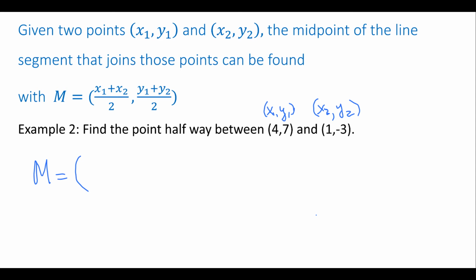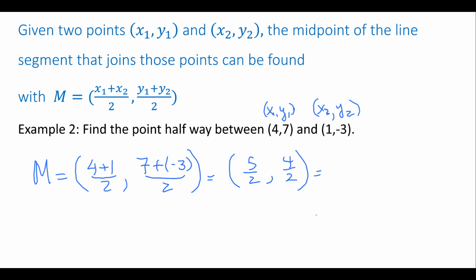There you go. So we're going to add 4, because that's x1, plus 1, which is x2. So 4 plus 1 divided by 2, and then comma. Then we're adding y1 plus y2. So here's y1, 7. y2 is negative 3. So we're adding 7 plus negative 3 and also dividing by 2. Now we just simplify. We get 5 over 2, comma, let's see, 7 minus 3 is 4 over 2. So the point is (5/2, 2).